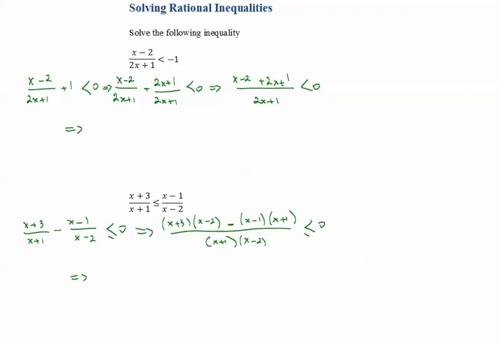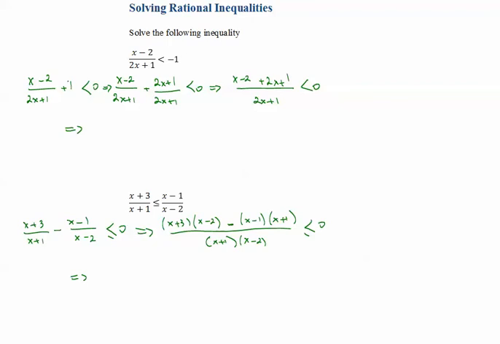Hello, in this video we'll solve two rational inequalities. So the first one we have is (x - 2)/(2x + 1) < -1. So the first thing we do is we add 1 to both sides. So we get (x - 2)/(2x + 1) < 0.